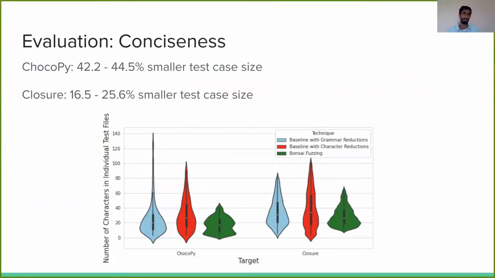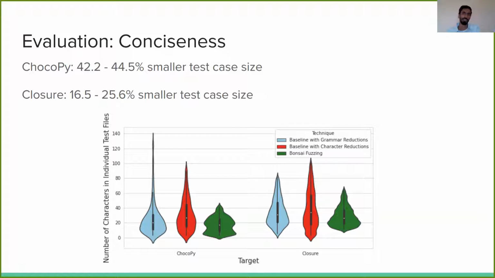And so when evaluating conciseness, we took the test case size of each of the individual test cases of Bonsai fuzzing compared to baselines of the fuzz-then-reduce approach, which runs a maximum bound grammar fuzzer and then applies different reduction techniques. And we see that Bonsai fuzzing is able to achieve a 42 to 44% reduction in ChocoPy programs. We also evaluated it on the Google Closure compiler, which takes in JavaScript programs, and we're still able to see a reduction in those as well.